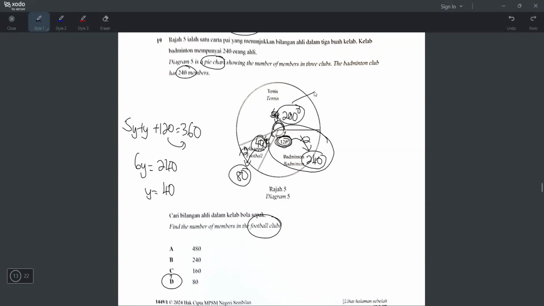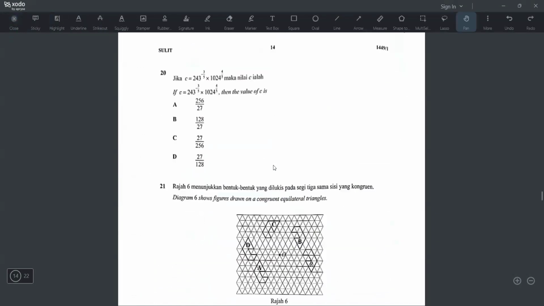So that means tennis got how many? 400 members, because 200 times 2. It's like you treat this as a ratio, and then you see how to convert the ratio to the actual number. If it's times 2, then all the ratios also times 2. Okay, hope my explanation makes sense to you.